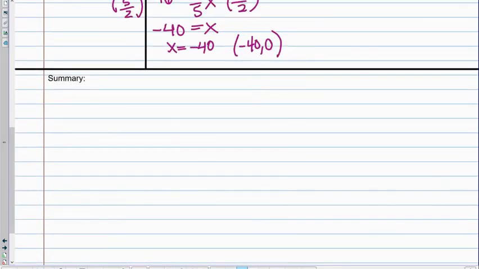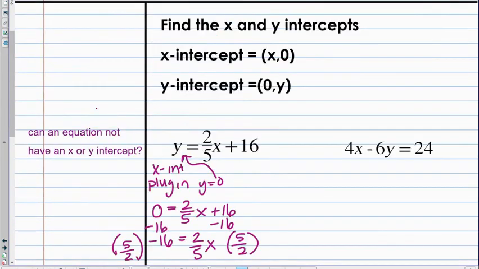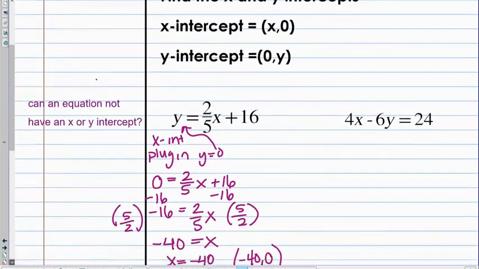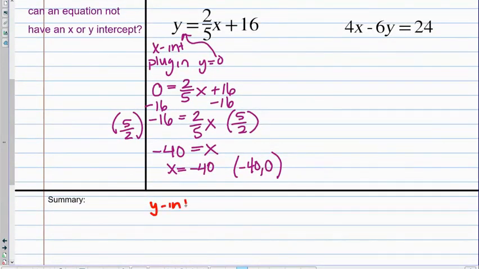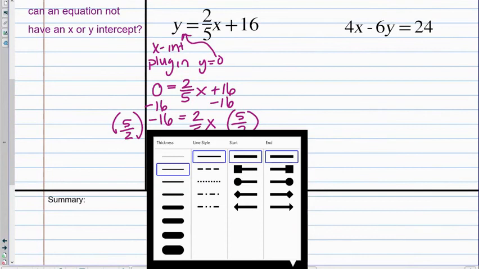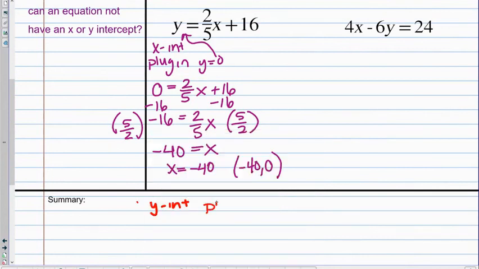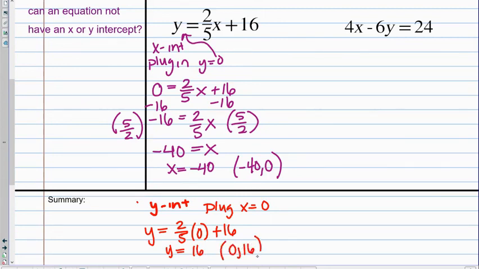So again, I'm into my summary page. For my y-intercept, I'm going to plug in x equals 0. So I'm going to say y equals 2/5 times 0 plus 16. This one's nice and easy. 0 times anything is 0, so y equals 16. And your y-intercept then is (0, 16).